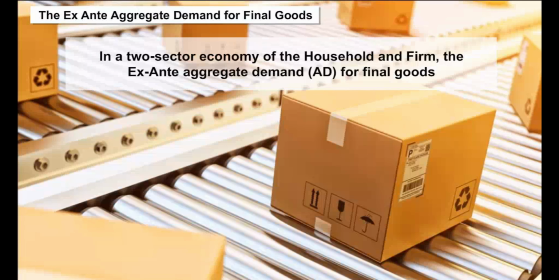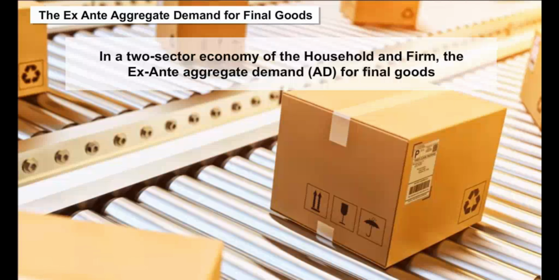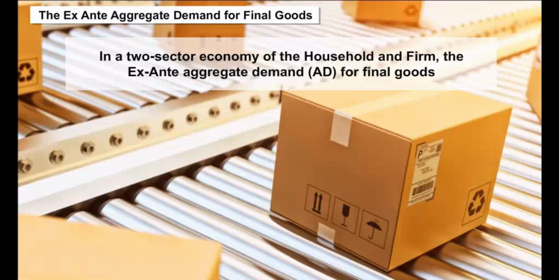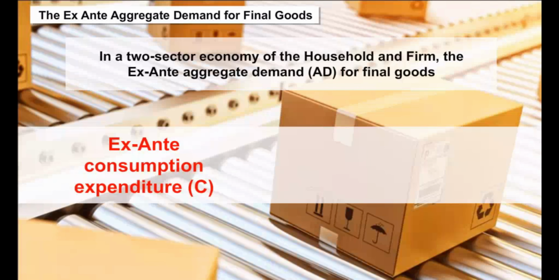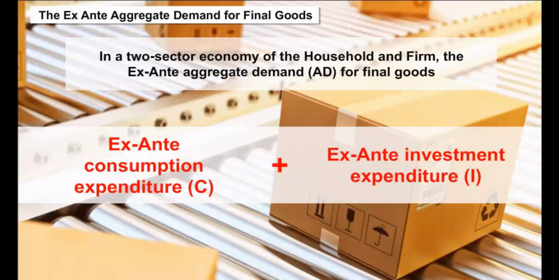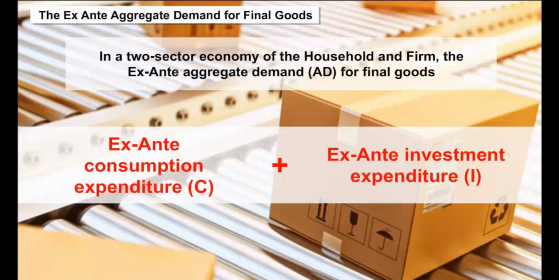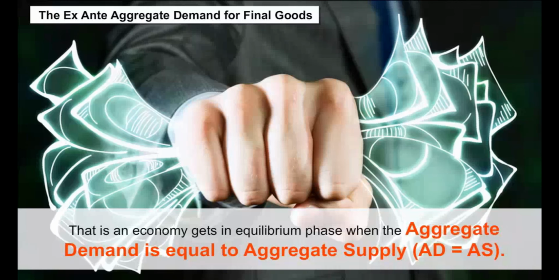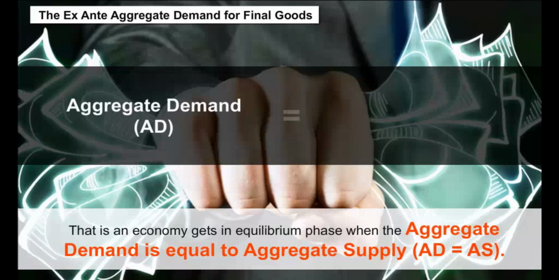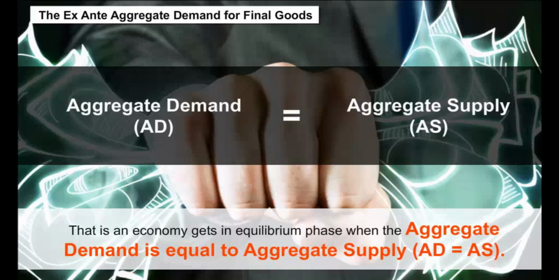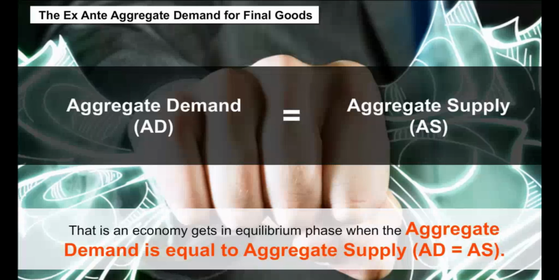In a two-sector economy of the household and firm, the ex ante aggregate demand, or AD, for final goods is the sum total of ex ante consumption expenditure, or C, and ex ante investment expenditure, I, on the final goods. That is, an economy gets in equilibrium phase when the aggregate demand is equal to aggregate supply, that is AD is equal to AS.